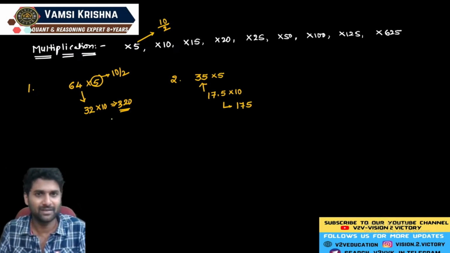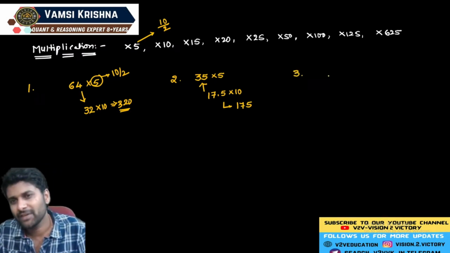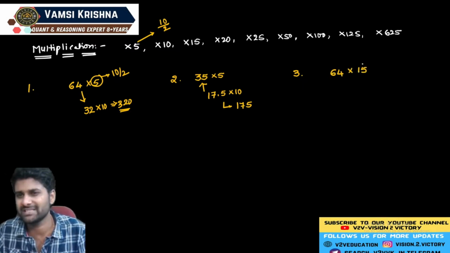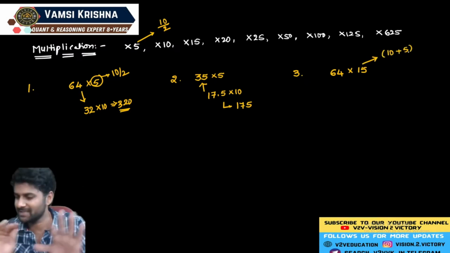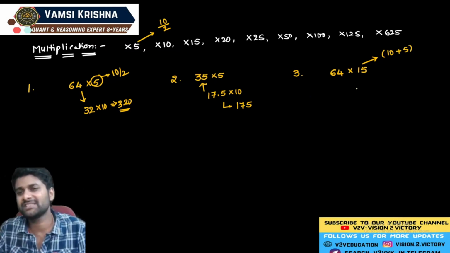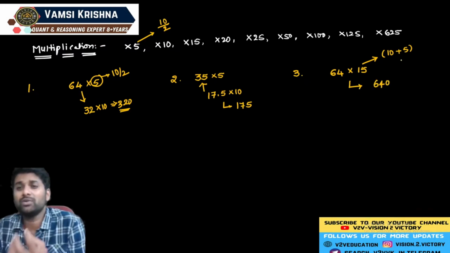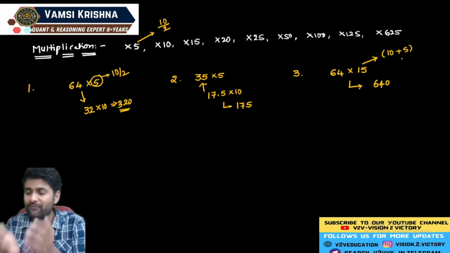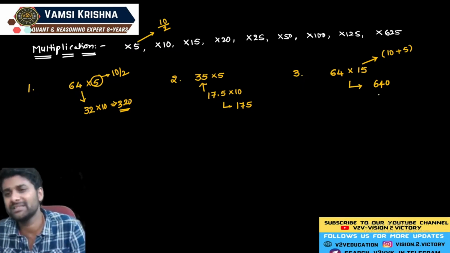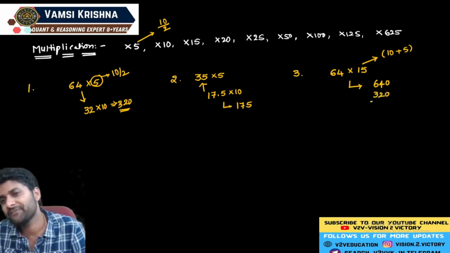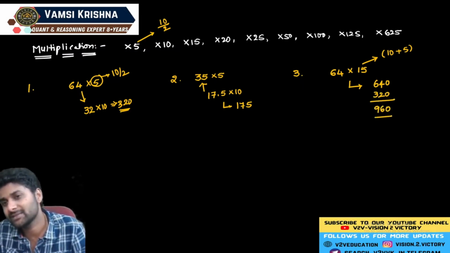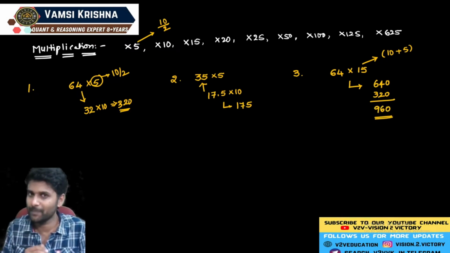Hope it's clear, guys. For example, if 64 is multiplied by 15, if you want this resultant, take 15 as 10 plus 5. Split the number in this way. If 64 is multiplied by 10, it becomes 640. Now, what about 64 multiplied by 5? You already know that 5 is half of 10. Half of 640 means 320. So if 64 is multiplied by 15, the resultant is 960. Hope it's clear, guys.